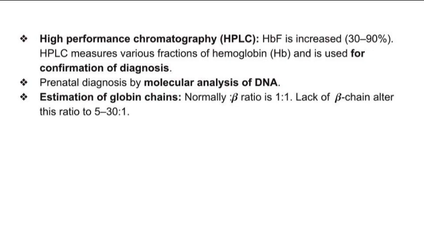Prenatal diagnosis by molecular analysis of DNA. Estimation of globin chains: normally, the alpha to beta ratio is 1:1. Lack of beta chains alters this ratio to 5 to 30:1.